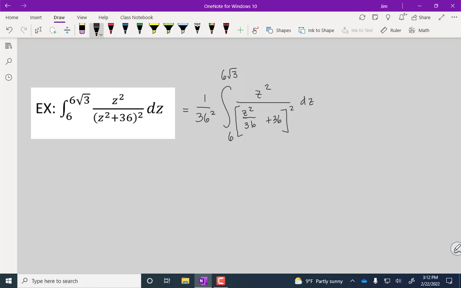There was no 36 there, so we put a 36 in there. Oh, yes, thank you. And how are we going to simplify that z squared over 36? Z over 6 quantity squared first, and then we're going to use tangent. Yes. All right, keep on trucking. I'll write that step down that you just told me.